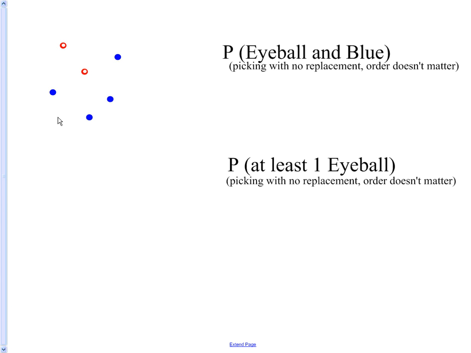Find the probability of an eyeball and a blue. And I'm going to just see which way you use. There's multiple ways you could solve this problem.